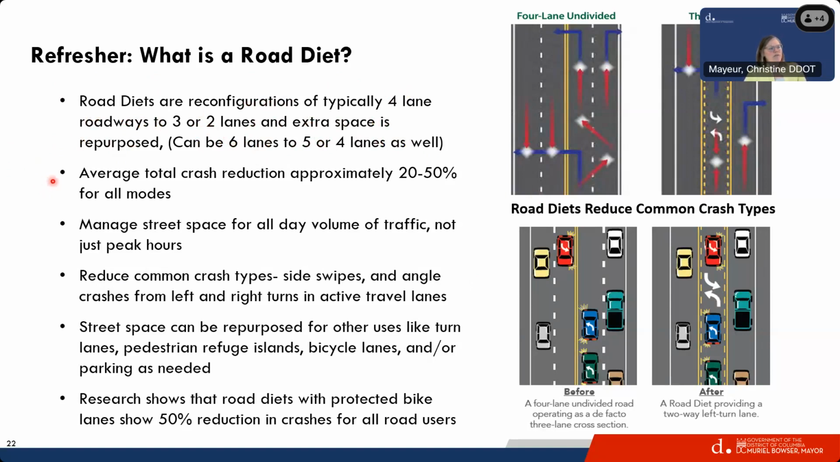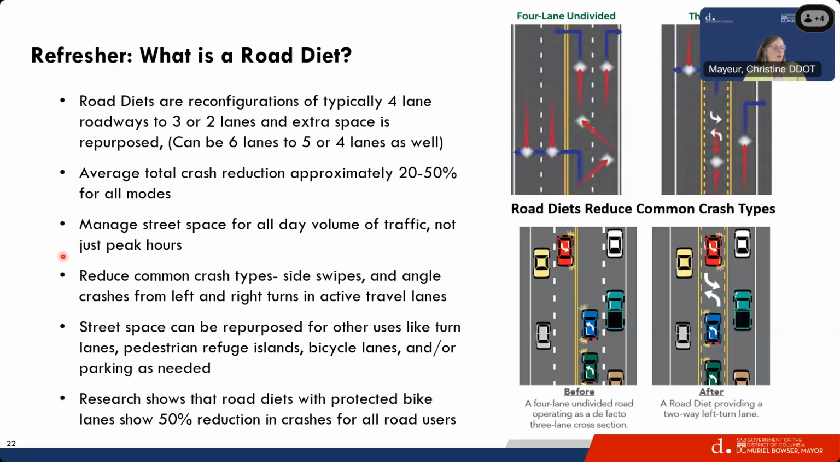The average total crash reduction for a road diet project is typically anywhere from 20% to 50% for all modes. We manage the street space, and we're able to do that for all-day traffic volume and not just design for peak hours, which can lead to speeding in the off-peak times.